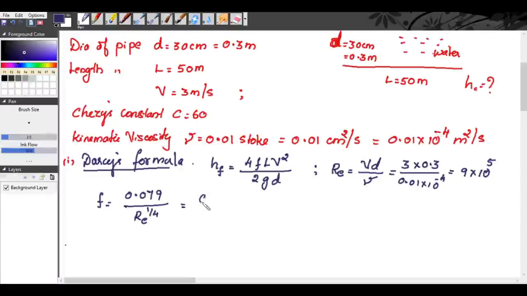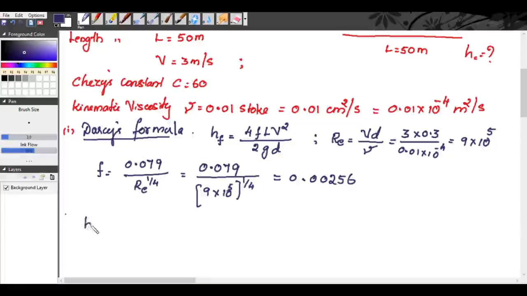So we get 0.079 divided by 9 into 10 raised to 5, the whole power 1 by 4, that is equal to 0.00256. So the remaining variables are known for us. We will substitute in the formula.